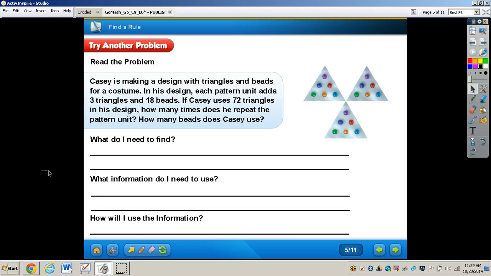It says, Casey is making a design with triangles and beads for a costume. In his design, each pattern unit adds 3 triangles and 18 beads. If Casey uses 72 triangles in his design, how many times does he repeat the pattern unit? How many beads does Casey use? So the first thing we're going to do is figure out, what do we need to find, what information do you need to use, and also how you will use that information. Then after we have all that information down, we will begin solving the problem.